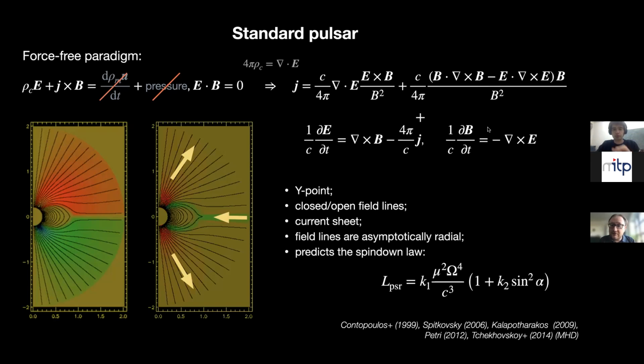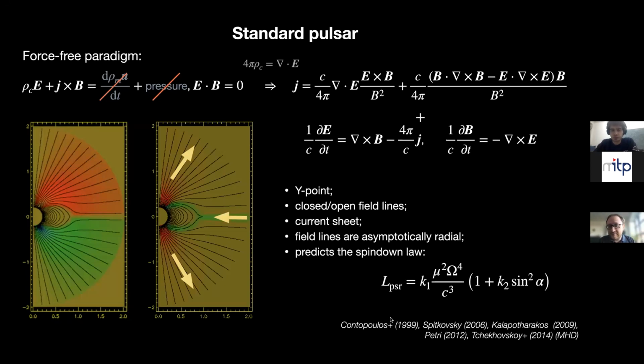This is Ampere's law, this is Faraday's law. Ampere's law has a source, which is the electric current, and you can basically put this on the computer and try to get the answer. So this is how the progress has been made in the field.